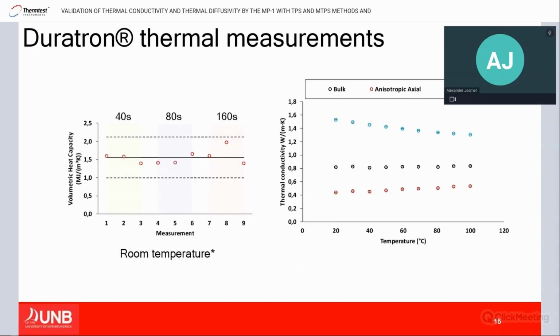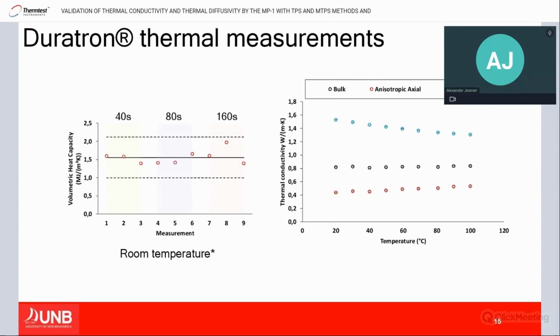So this is an example over on the left side of 3 different test times to measure the volumetric heat capacity of a Duratron sample: 40 seconds, 80 seconds, and 160 seconds for measurements 1, 2, 3, 4, 5, 6, 7, 8, 9, respectively. And you can see that up to 80 seconds, we have pretty good and tight measurements around the mean. And then at 160 seconds, because the temperature starts to reach the outer bath temperature, essentially, we're seeing some more variation in the volumetric heat capacity that we measure.